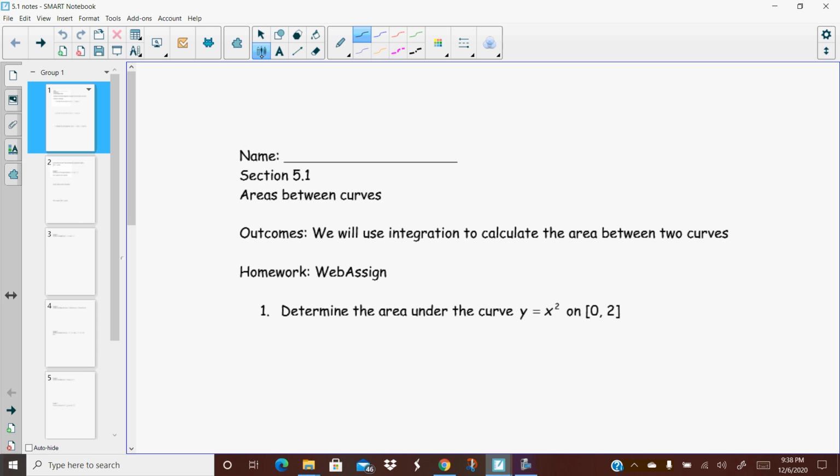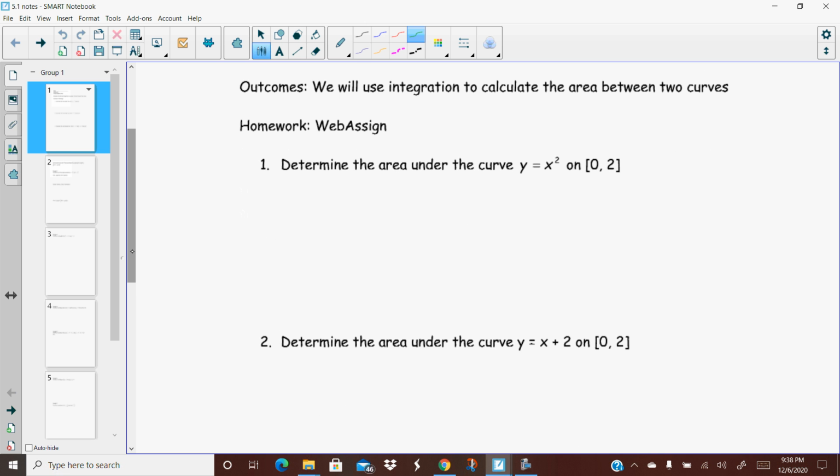All right, so this is section 5.1. Completely messed up the chapter there. So we're going to be talking about area between curves. Now, technically, we've already been doing it.